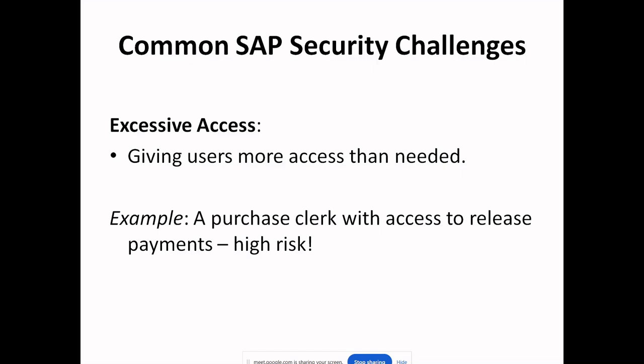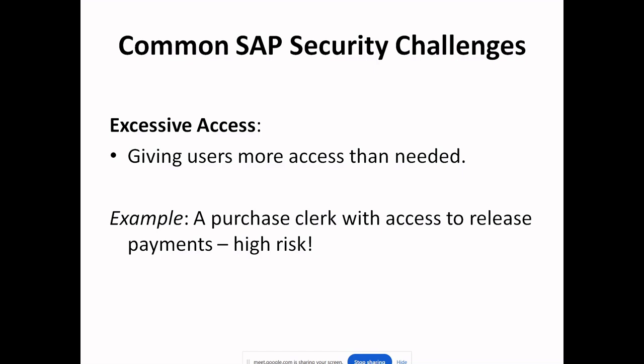Whenever we are connecting GRC, it will tell us, why are you giving him an extra 10 roles? Segregate your roles and responsibility to others. Immediately it will give us a high risk alert: don't give this. For example, a purchase clerk with access to release payment. See, this is a high risk.